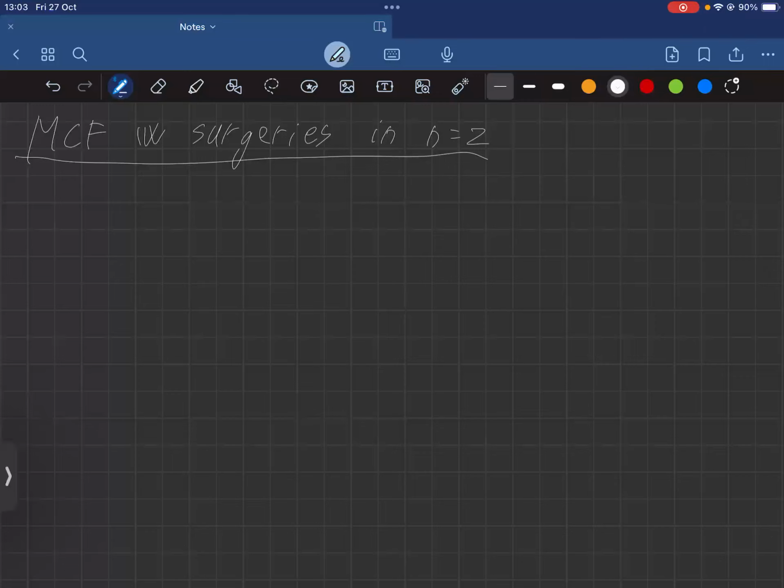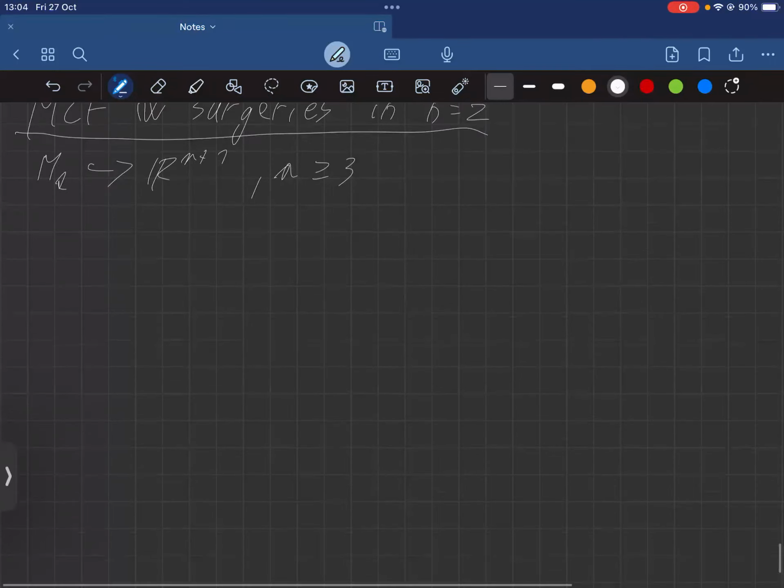Yes, thank you, Tim, for the introduction. Yes, the title is perhaps a bit leading. I want to start with mean curvature flow for the hypersurface embedded in R^{n+1}, where n is greater than or equal to 3. So I'm going to get to the case n equals 2 in probably 10 minutes.